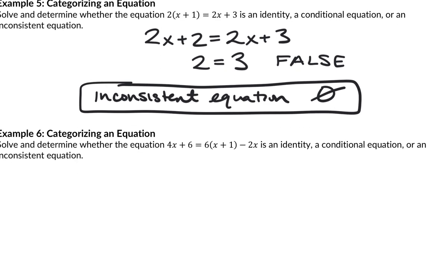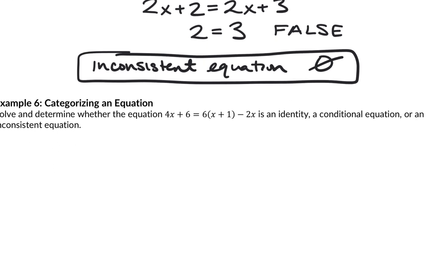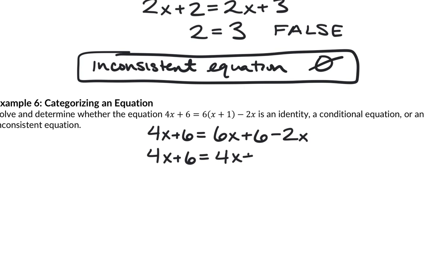If we try that again with the second equation here on the page, again, we'll start by distributing on the right-hand side, which makes that 6x plus 6 minus 2x. Combine like terms on the left-hand side. And hopefully your spidey senses are going off. What are you noticing already? It's the same on both sides.